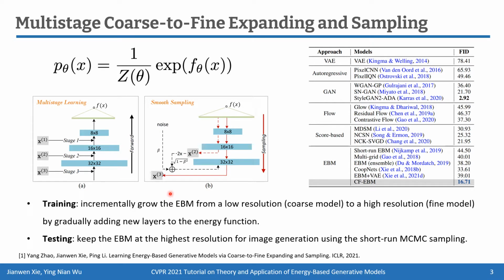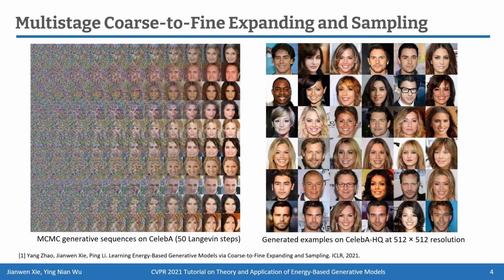And then in the testing stage, we just keep the learned models and we use short-run MCMC, for example, Langevin dynamics, to sample the images at the highest resolution eventually. And this method proved to be very effective for generating very realistic images. This slide shows some results.